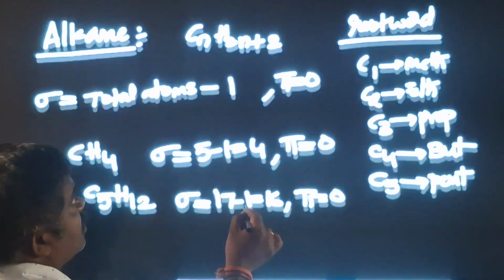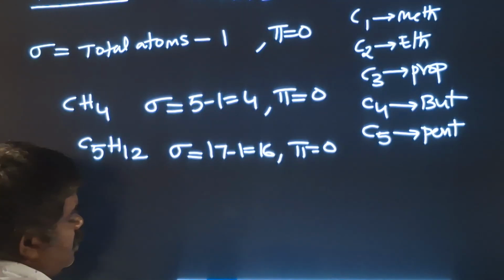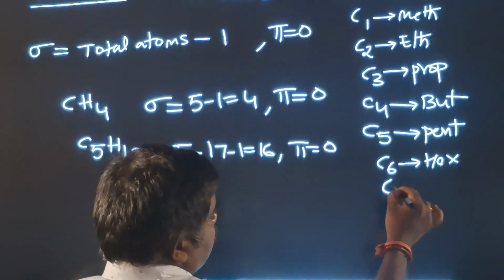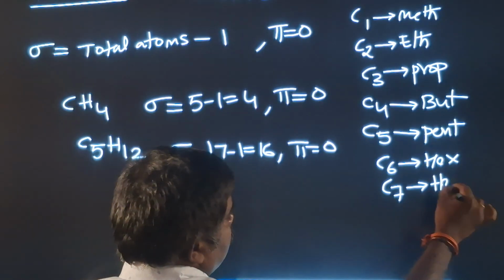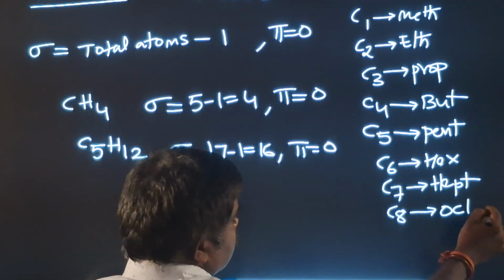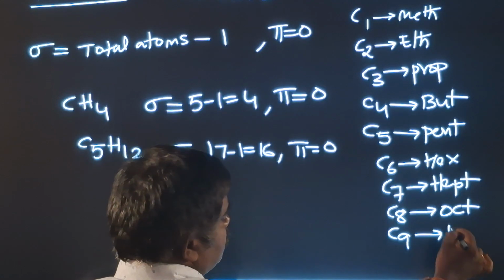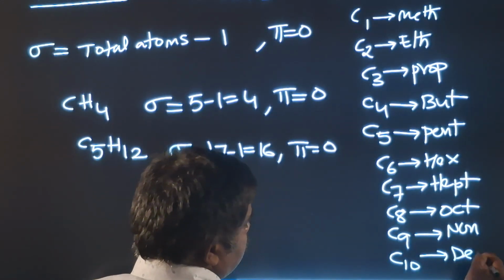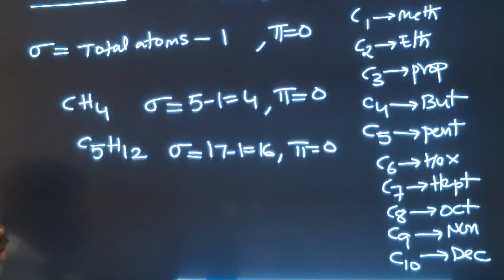For example, take another one. C6 is known as hex. C7 is known as hept. C8 is known as oct. C9 is known as non. C10 is known as dec. So that is according to the root word.